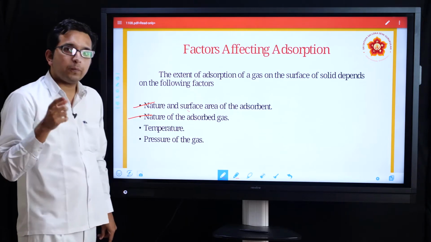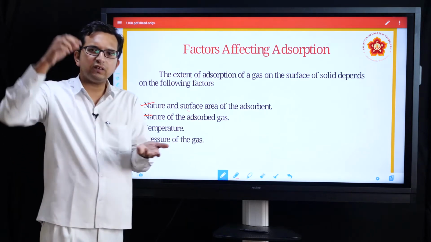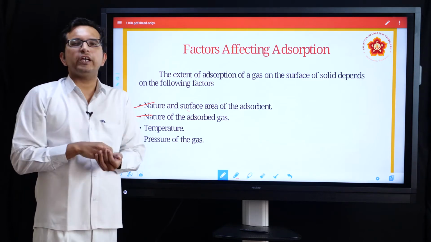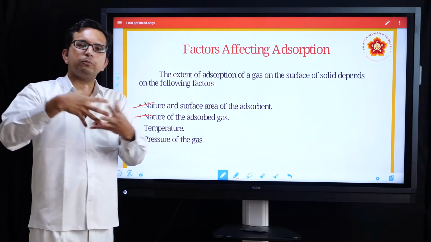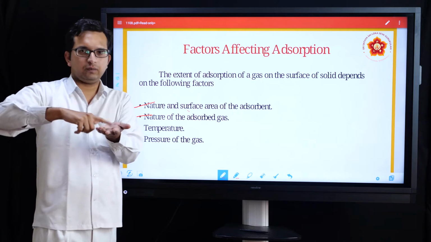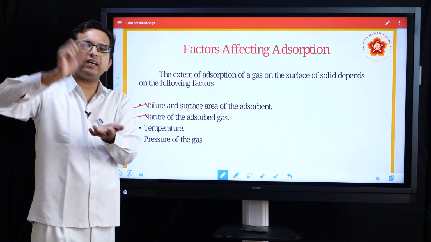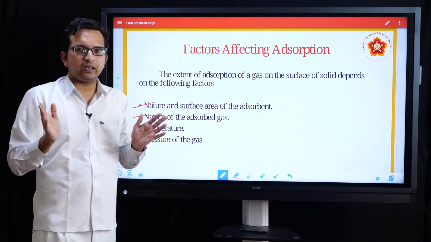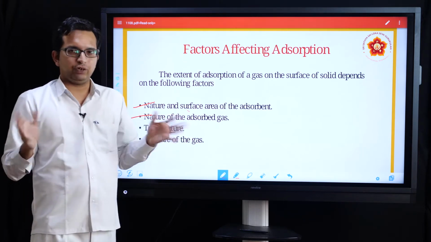Nature of adsorbed gas, because even the molecules which are coming for adsorption need to have similar bonding properties with respect to the layer. Now if they are totally repelling in nature, repelling indicates moving away, then it cannot be worked out.